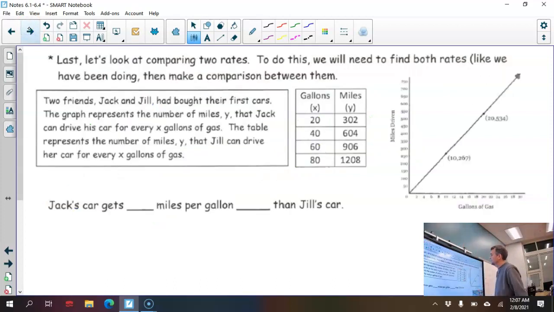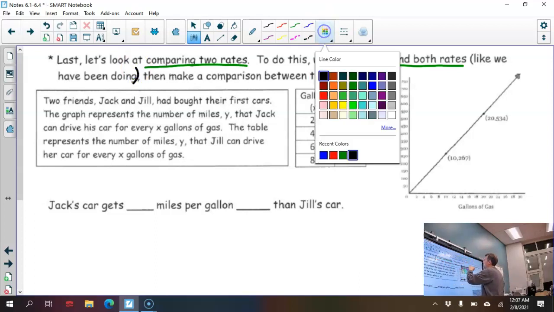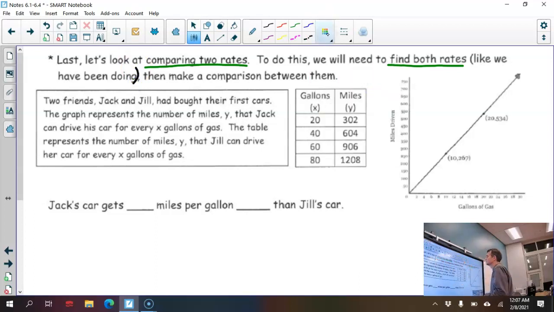We have one problem to go. And in this problem, we're going to compare 2 rates. So to do this, we will need to find both rates like we've been doing. Oops, you guys are supposed to have a parenthesis there. Then make a comparison between them. It looks like I want to say Jack's car gets blank miles per gallon. And I think this is going to be more or less than Jill's car. So I'm going to compare these 2 rates, it looks like.